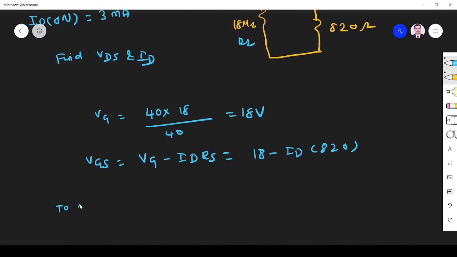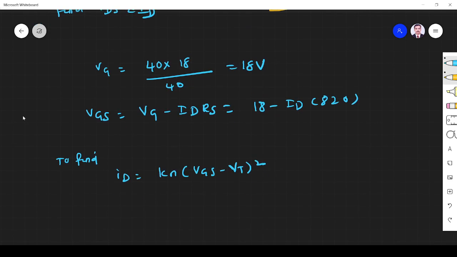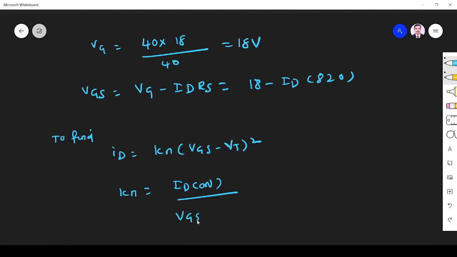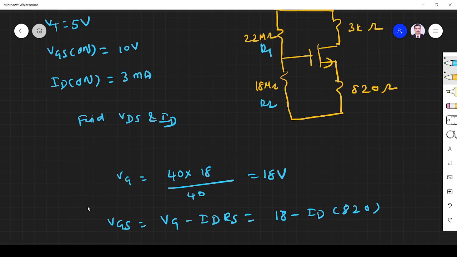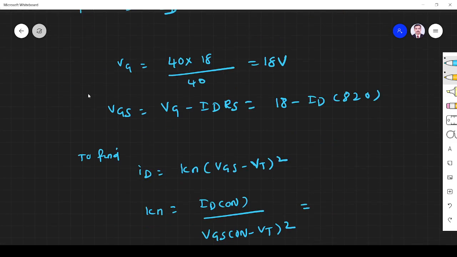To find ID, what I have to find? ID is equal to Kn into VGS minus VT whole square. So I don't know what is Kn, so first I find Kn. Kn is equal to ID on divided by VGS on minus VT whole square. So everything is given. They have given ID on, VGS on, VT, everything.